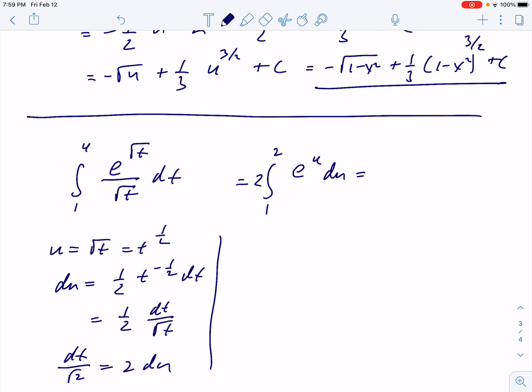And integrating the exponential function is the same. No change. Limits 1 to 2. So this will be 2 times e squared minus e. This special number e, which is approximately 2.7, is called Euler's number, the base of the natural exponential function, also the base of the natural logarithm. Okay, done with this example.